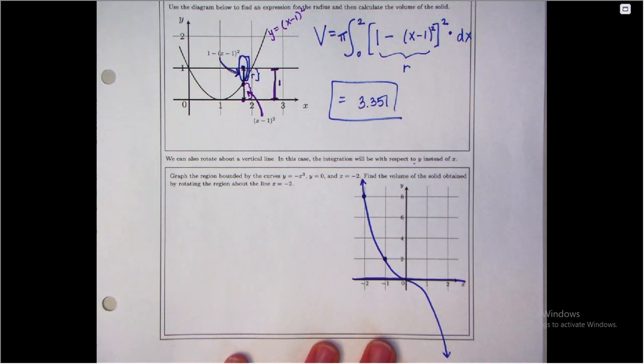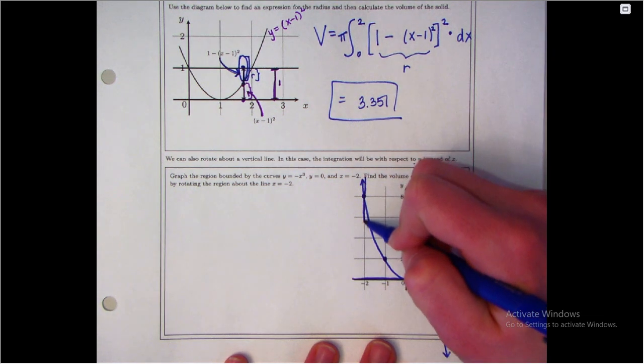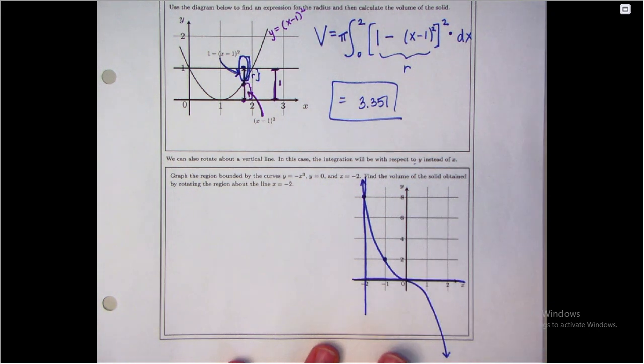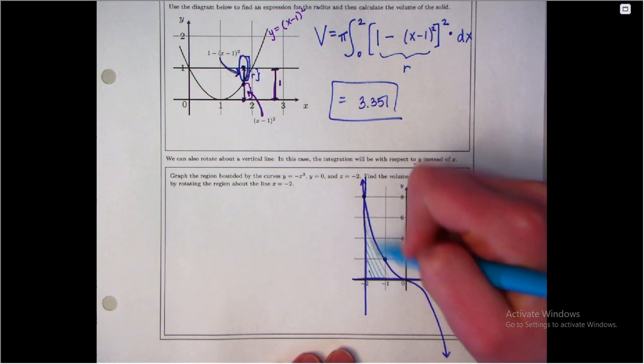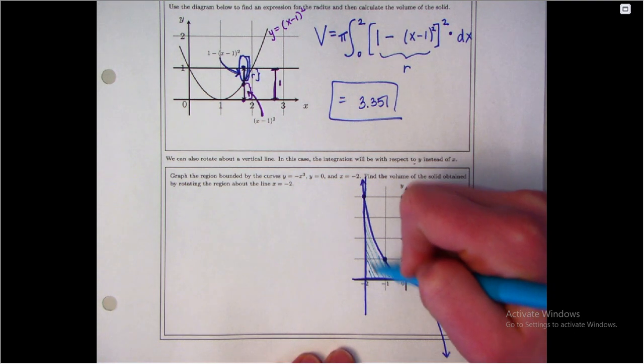And x equals -2 would be a vertical line. So hopefully you're getting better at identifying your region. The region would be right here, shaded in blue.